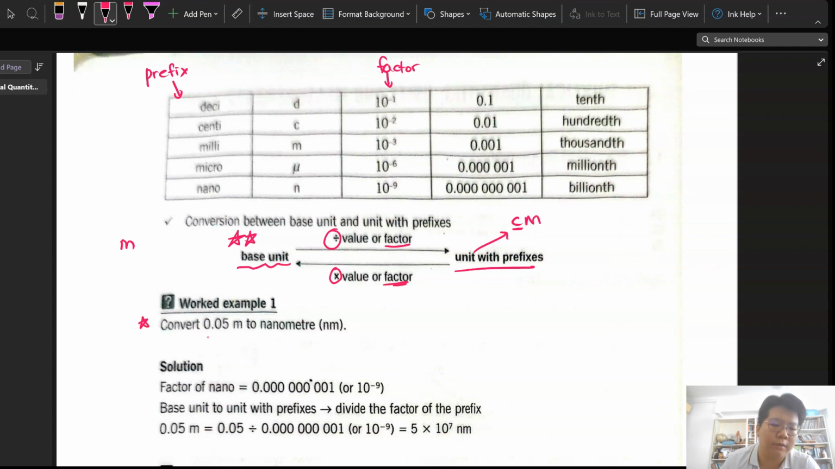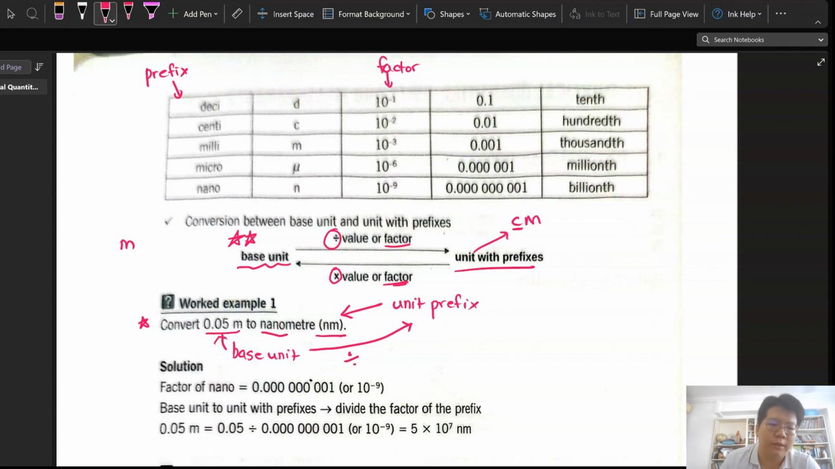If I want to convert 0.05 meters into nanometers, what do I have to do? So the first thing we have to identify is 0.05 meters over here is actually my base unit. And nanometers over here is actually my unit with prefixes. So this question is basically asking me to convert a base unit into a unit with prefix. And based on this, which you should memorize, base unit to unit with prefix, you will have to divide by the factor. So let's look at this.